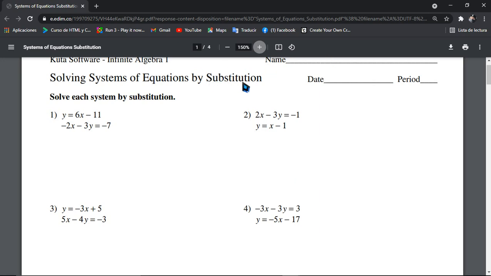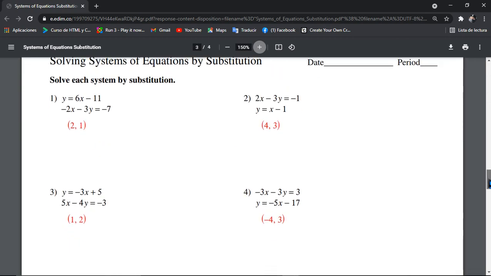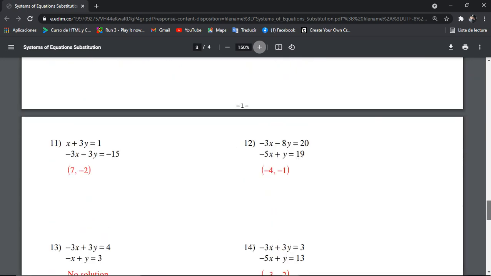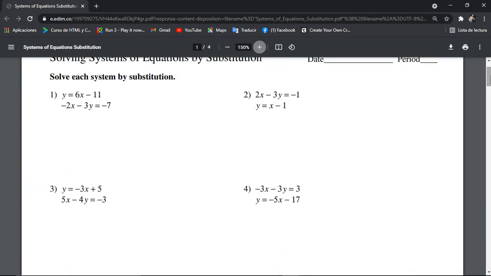Even though it says by substitution, we're going to use the augmented matrices, okay? But we are going to use this worksheet. You already have solved this worksheet using the substitution method. At the end, you can see the systems with the answers. Today, we're going to start with only the first four systems.